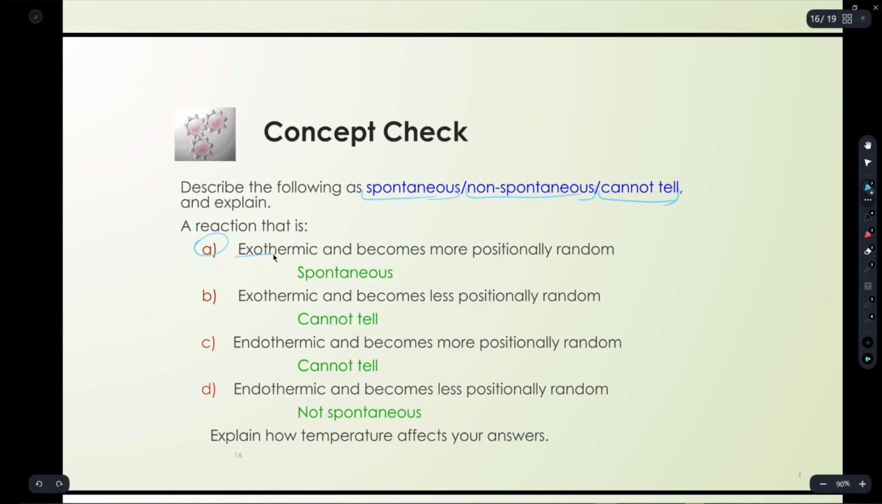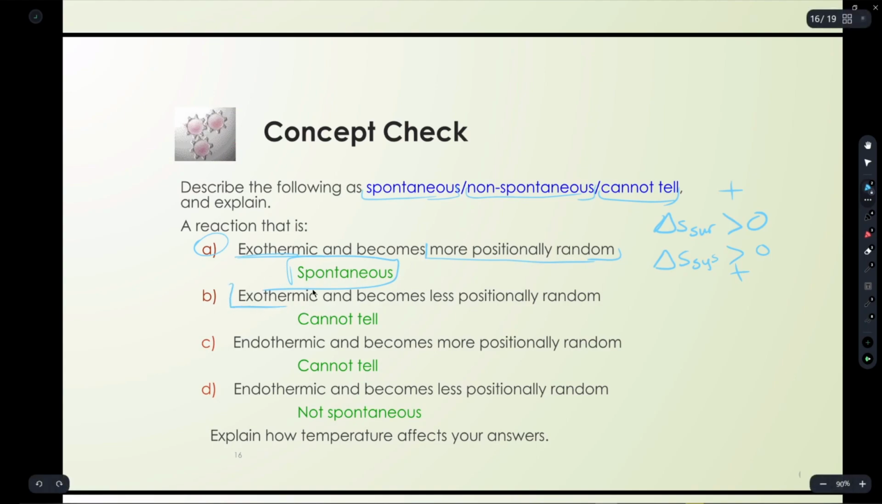In A, they ask for an exothermic reaction that becomes more positionally random. An exothermic reaction would have a delta S surroundings value greater than 0, and being more positionally random would mean that delta S of the system is also greater than 0. So this is positive, meaning this is spontaneous.